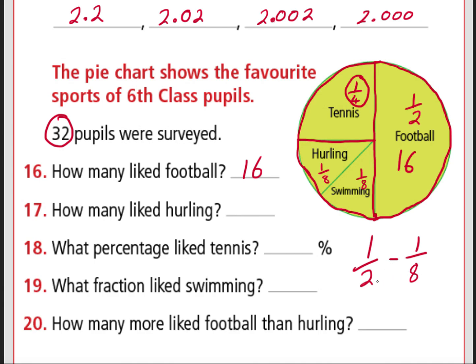Now, we can't do these at the minute because we have a half here and 8s here. We need them both to be 8s. So 1/2, we can write that down as 4/8. So now we've got 4/8 take away 1/8 is equal to 3/8. So we can actually work out how many pupils that is. We're going to take 32 here, divide it by the bottom, 8, and then multiply it by the top, 3. And that will tell you how many more liked football than hurling.